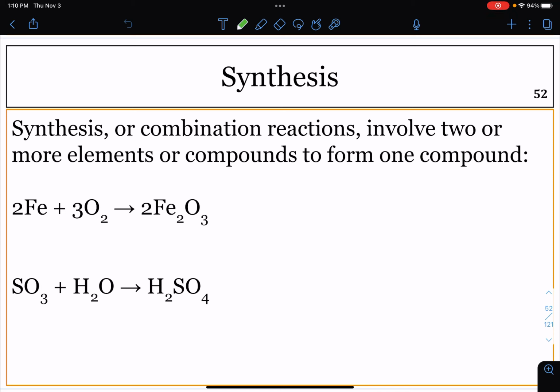The reactants can either be 2 elements, like in this first example, 2 compounds, like in this example, or you could have an element and a compound. There could also be 3 substances as the reactants, all combining together to make one product. In fact, combination reactions is another way to name these types of reactions.